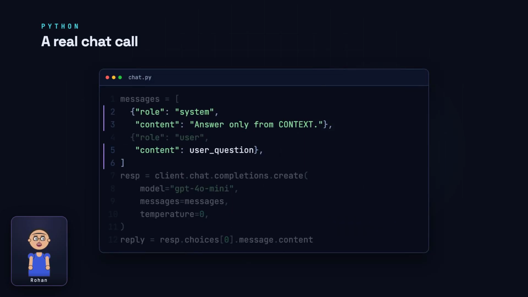In real code, it looks like this. The system message holds the standing instruction: answer only from context. The user message carries the question. Notice temperature 0 for a factual task. When you review a pull request, check that rules live in the system role and that untrusted input stays in the user role, clearly labeled.